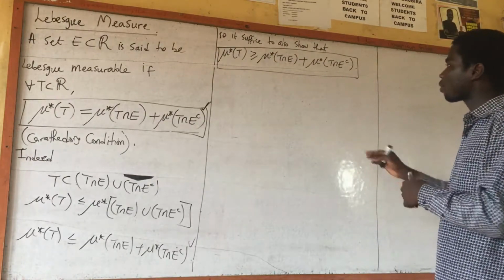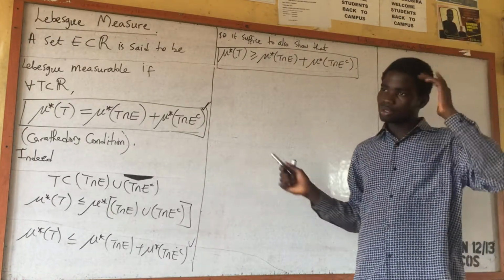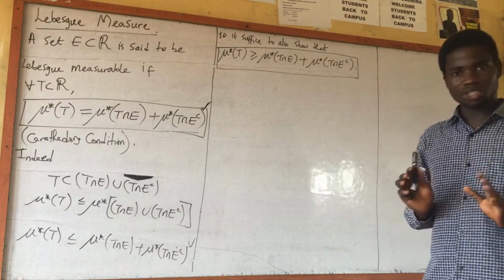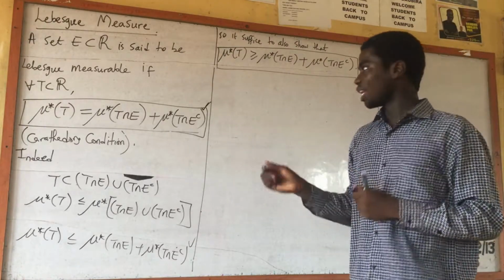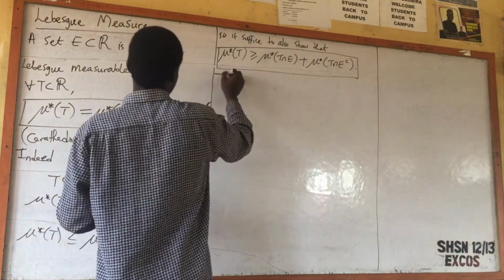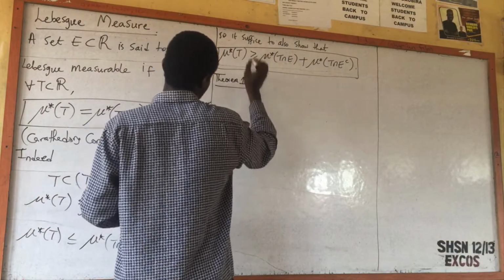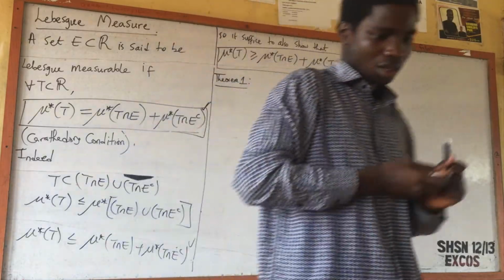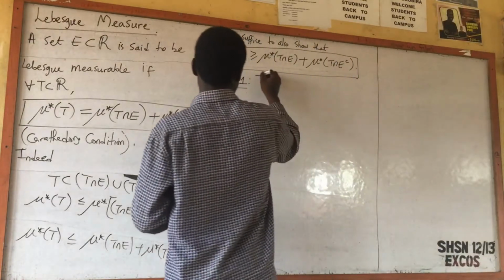So from here I'm going to be talking about some theorems, and we are going to be proving them. We are going to be talking about some theorems in Lebesgue measure and integration, and this one is Lebesgue measure in R. So let's give the first theorem. Theorem 1: the complement of a measurable set is a measurable set.